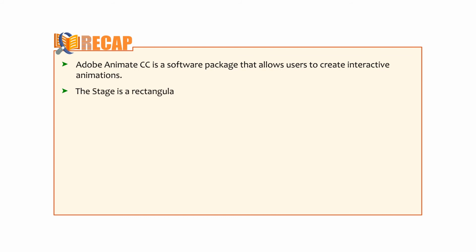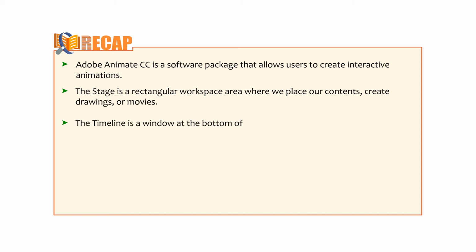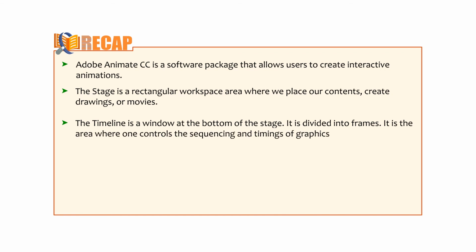The stage is a rectangular workspace area where we place our contents, create drawings or movies. The timeline is a window at the bottom of the stage. It is divided into frames. It is the area where one controls the sequencing and timings of graphics and other elements of a movie.